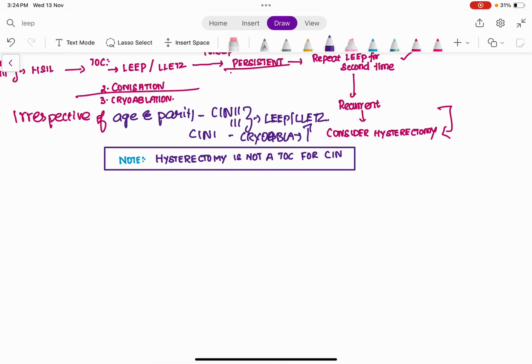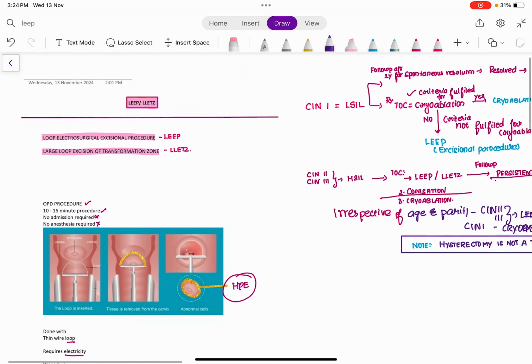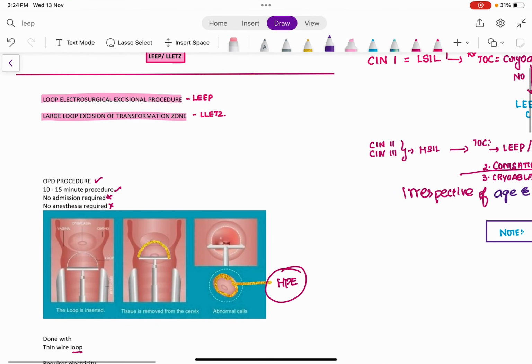But please remember, hysterectomy is not a treatment of choice for cervical intraepithelial neoplasia. Hysterectomy is only considered in a female if the cervical intraepithelial neoplasia type 2 and 3 is going to be persistent even after repeating the excisional procedure for the second time. So now that is going to be high time you need to consider hysterectomy in that patient. If you fail to do hysterectomy, the patient can evolve into a more advanced stage of the cancer where it can even become an invasive cancer of the cervix. Is that clear? So this was all about the excisional procedure LEEP or LLETZ.